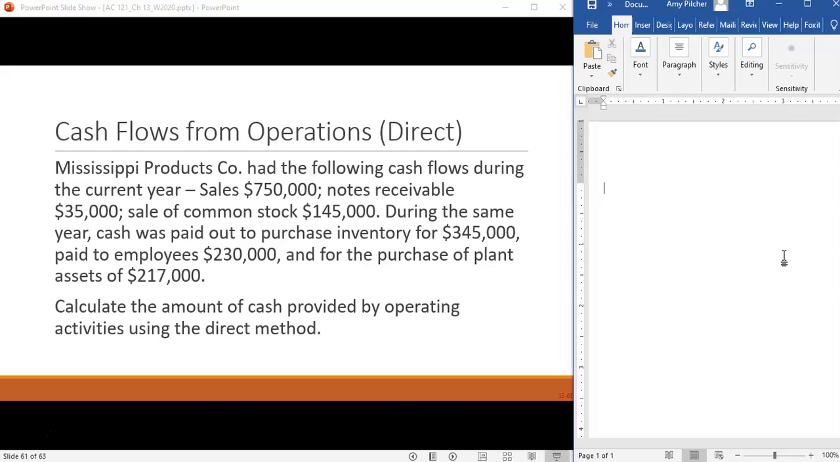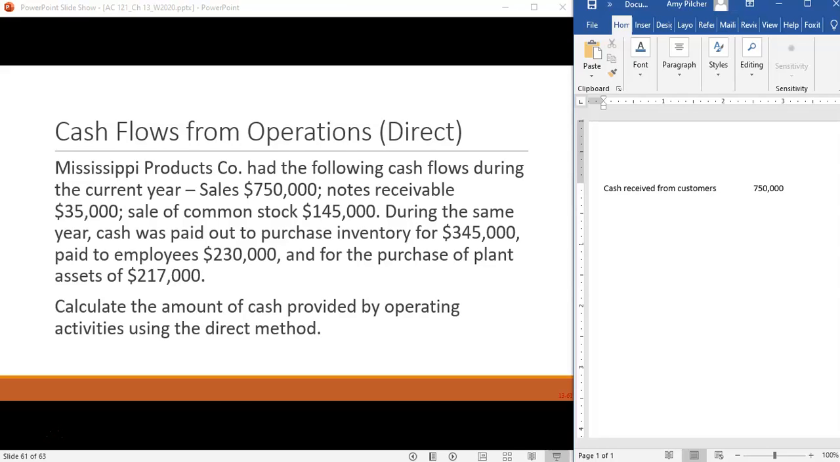It says that we had sales of $750,000. It doesn't give us any other information about the sales, that we received part of that in credit sales and part was cash. So we're going to assume that all of that was received in cash. So we have cash received from customers of $750,000.